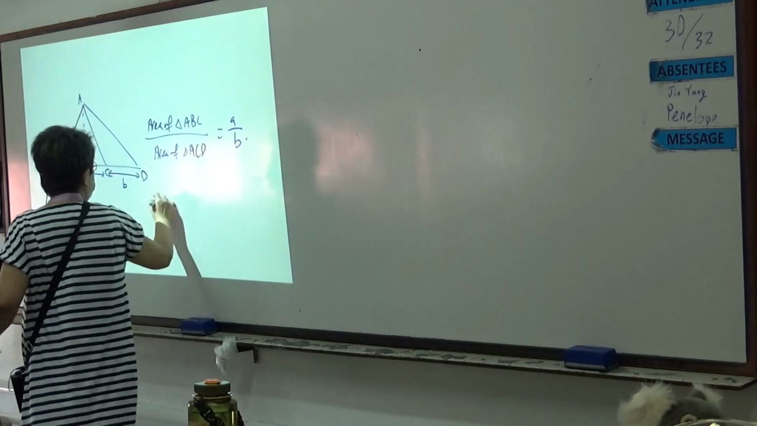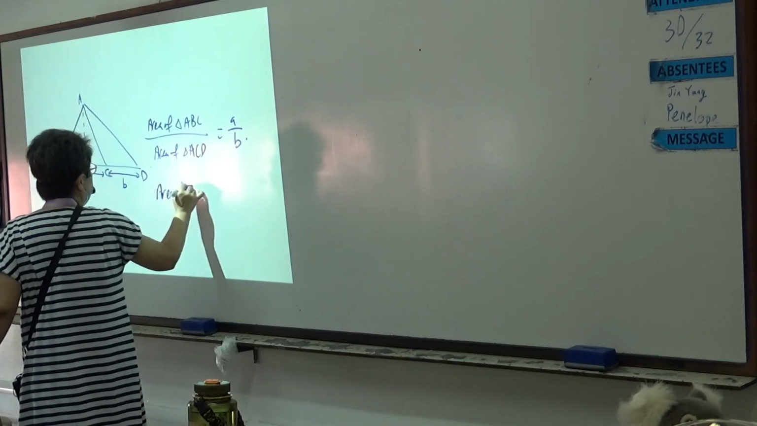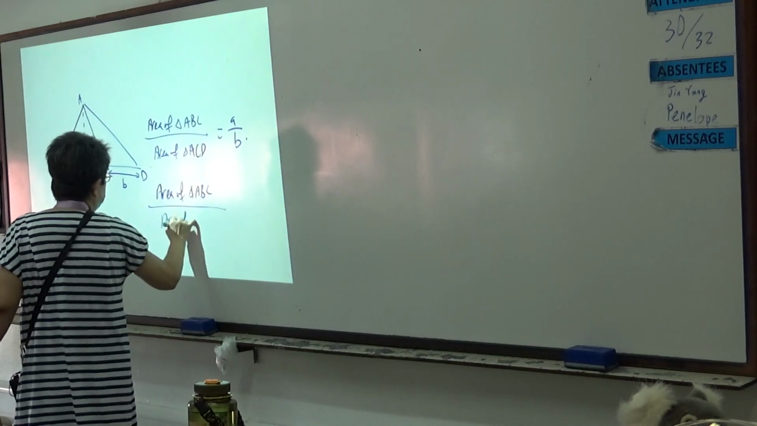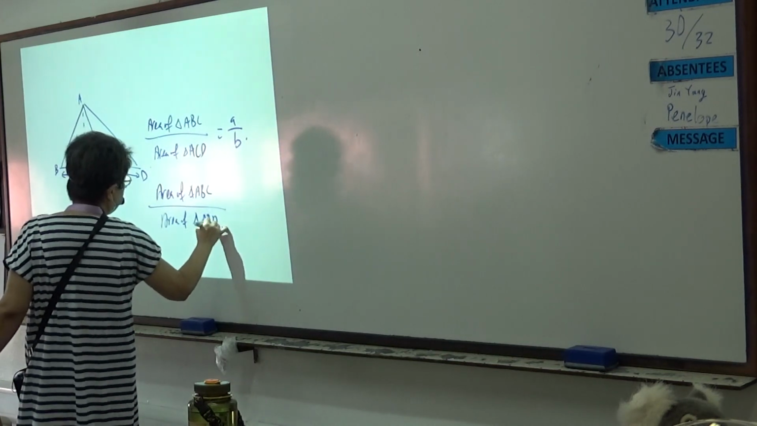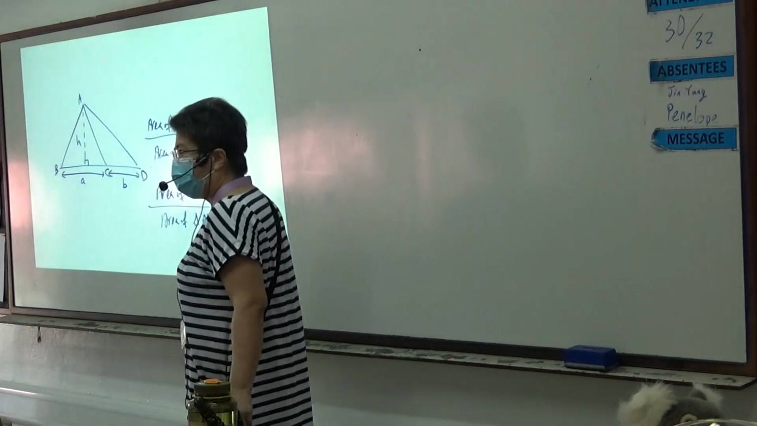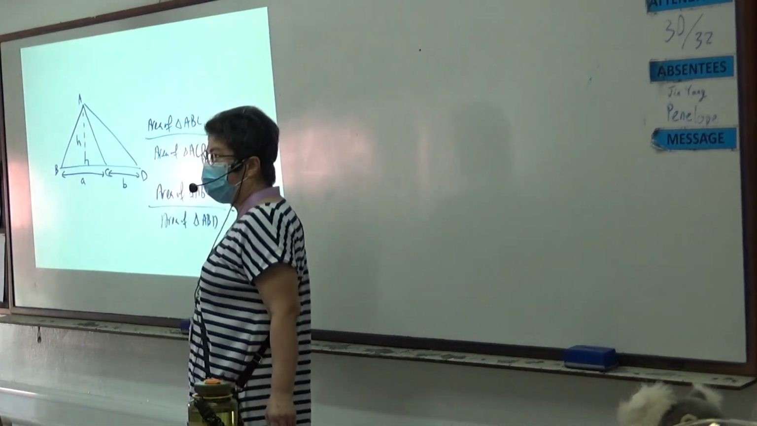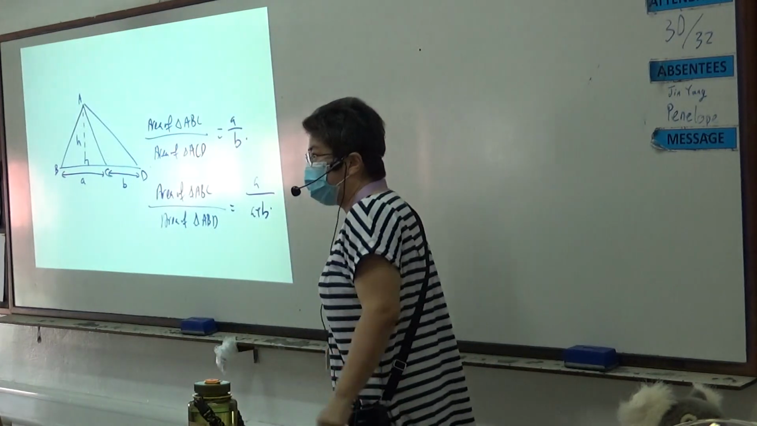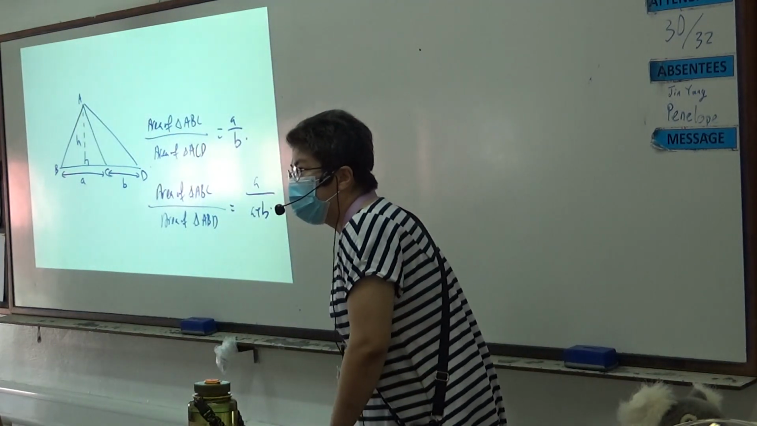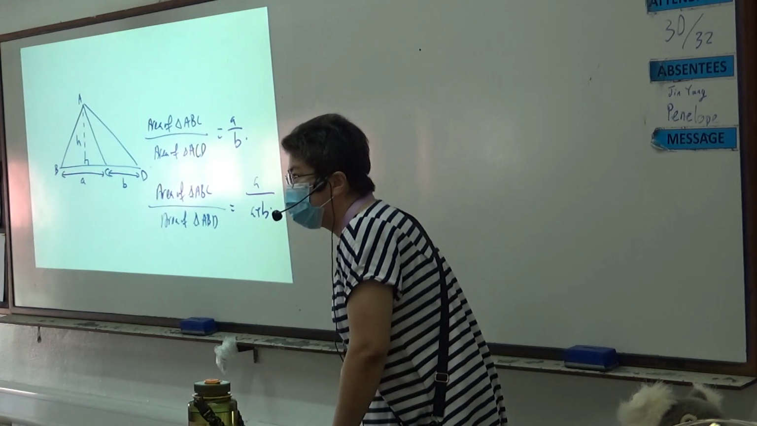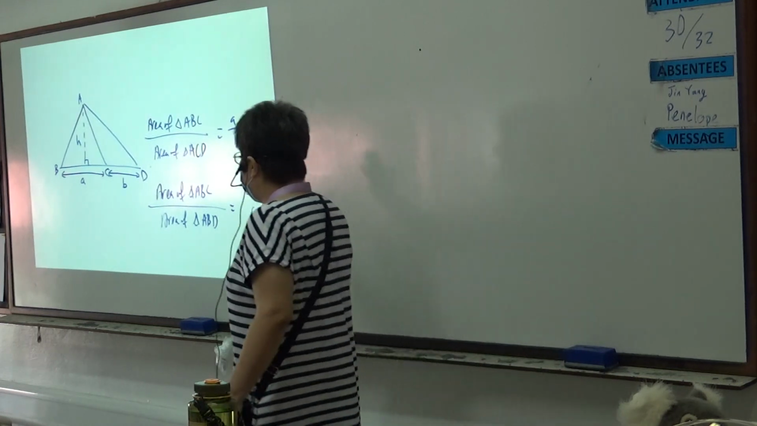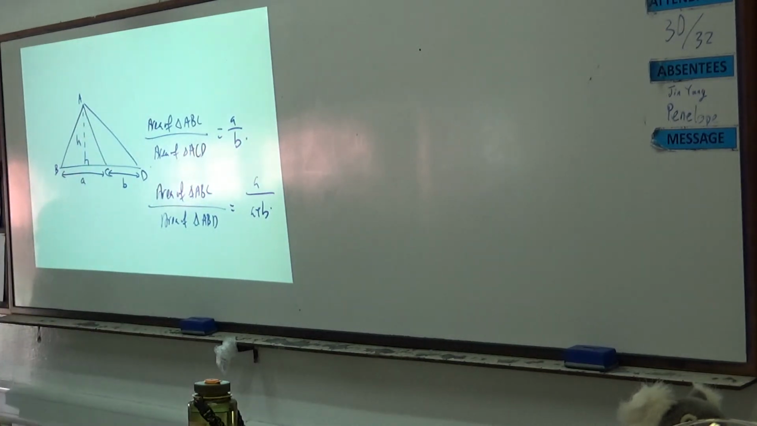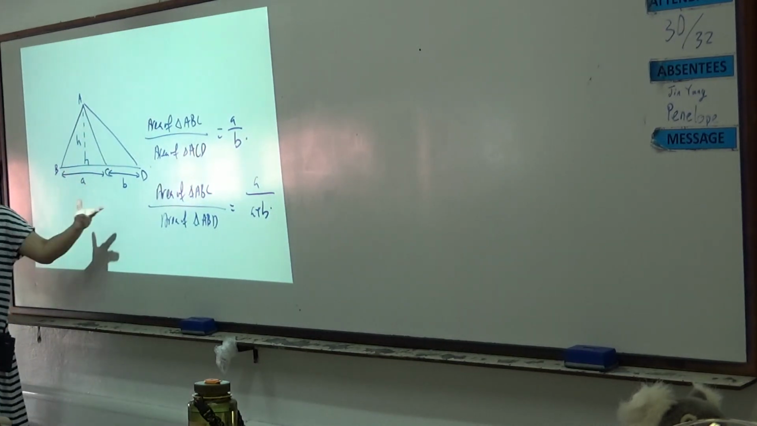Okay? Now, what about if I want to have area of triangle ABC over area of triangle ABD? Then what do I have? A over what? A plus B, yes. It must be with respect to the base. Agree or not, class? Okay, so this is the first thing that we must know. If two triangles share the same height, then it will be in proportion to the base.